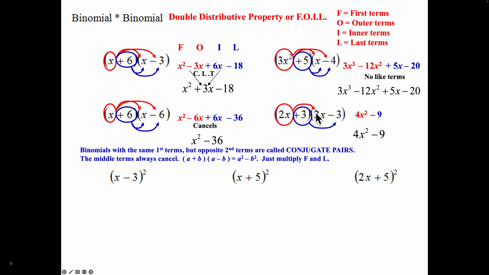First term the same, second term the same. The difference between them is one's a plus, one's a minus, or minus plus.